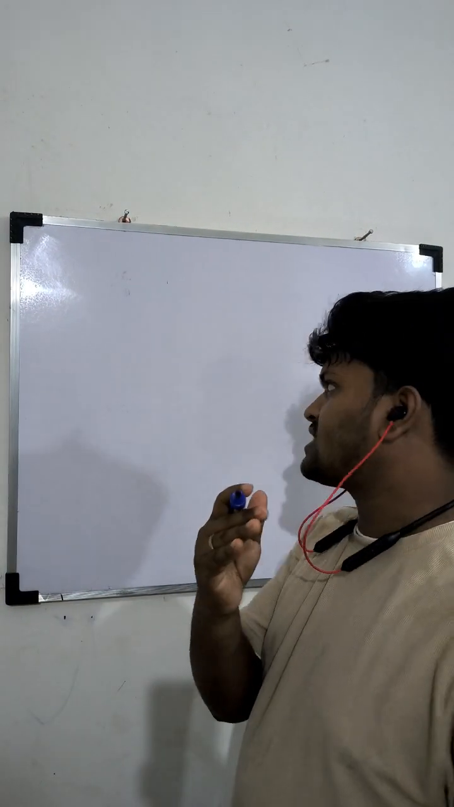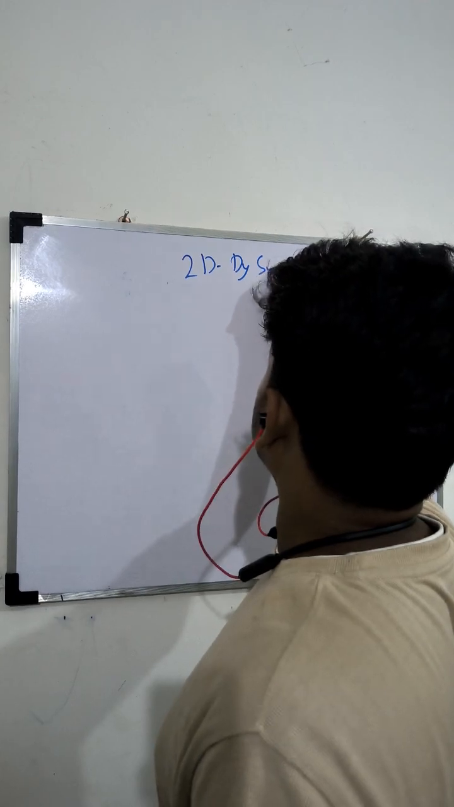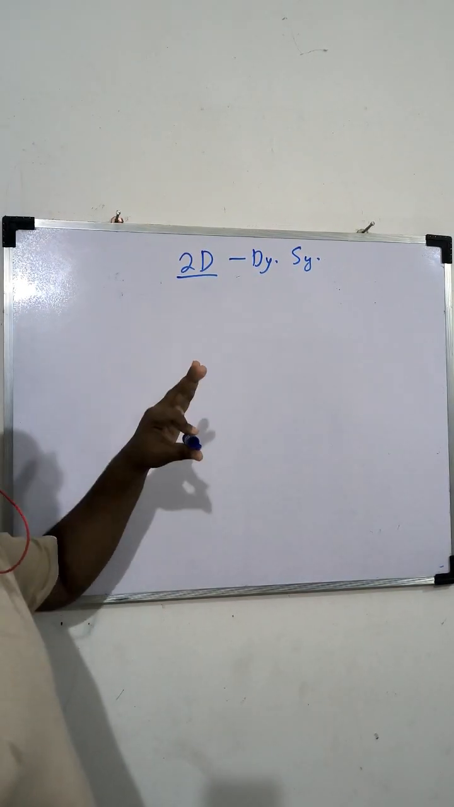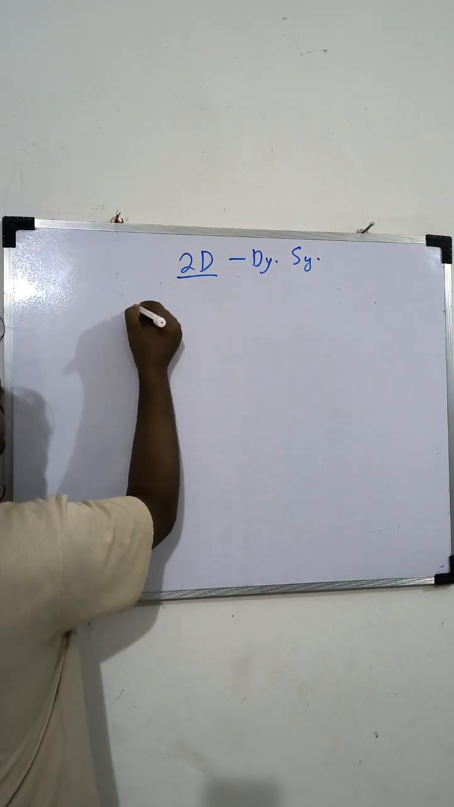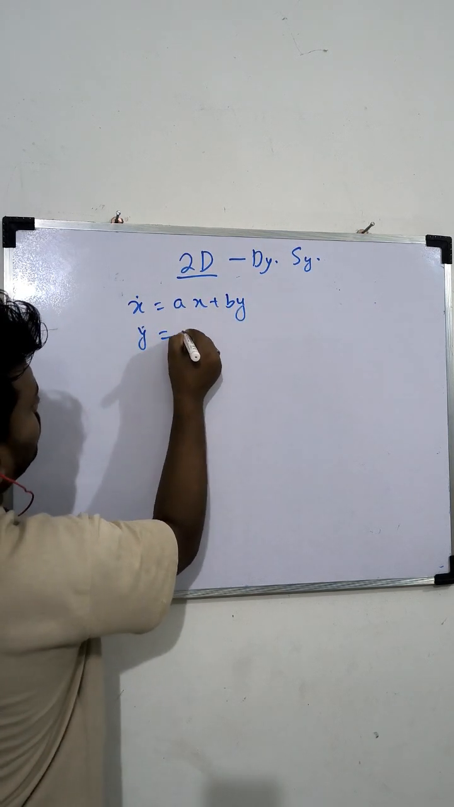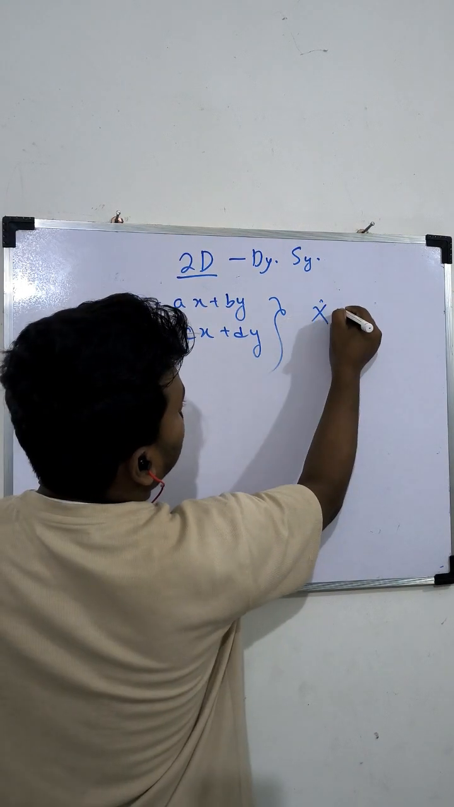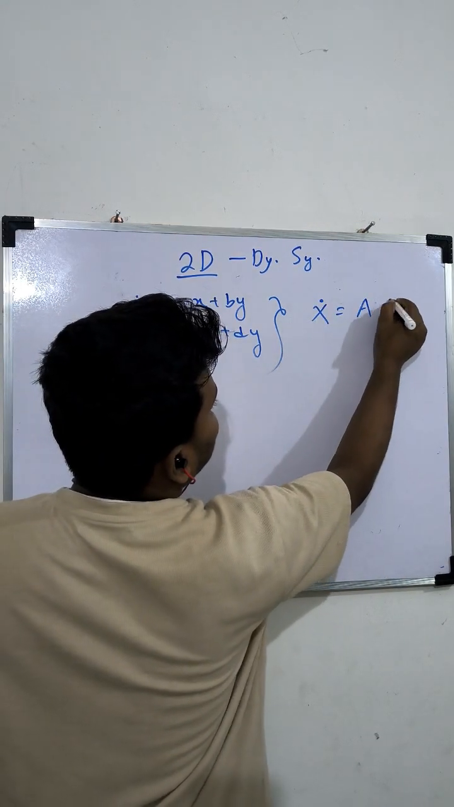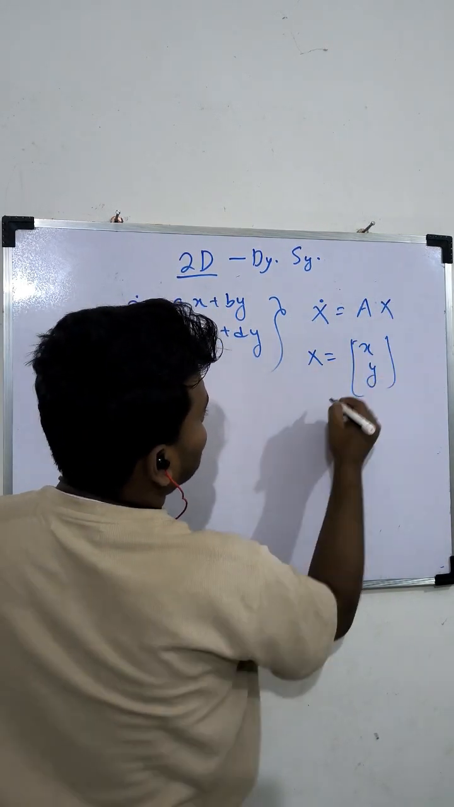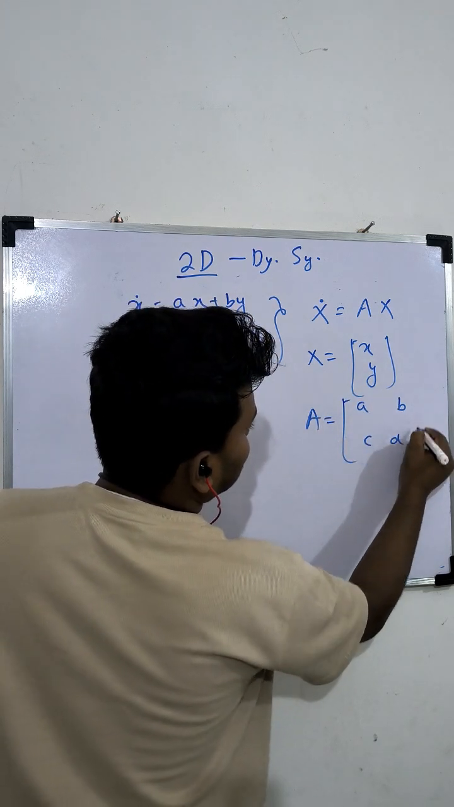Give me 3 minutes. I will discuss the whole two-dimensional dynamical system and the stability and the different types of equilibrium point for this system. Let's take the system x dot equal to ax plus by and y dot equal to cx plus dy. So this system can be written as x dot equal to Ax, where x is this vector and A is the coefficient matrix a, b, c, d.